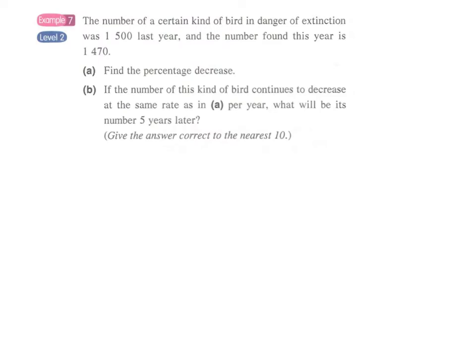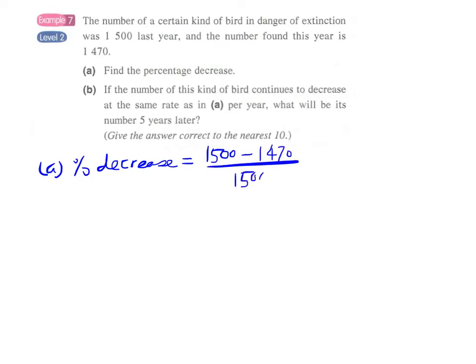And now let's look at example 7. The number of a certain kind of bird in danger of extinction is 1,500 last year, and the number found this year is 1470. Find the percentage decrease. Therefore, we can simply apply the formula of calculating percentage change. And this will be 1500 minus 1470 divided by the original value, which is 1500, multiplied by 100%. And the answer is 2%.